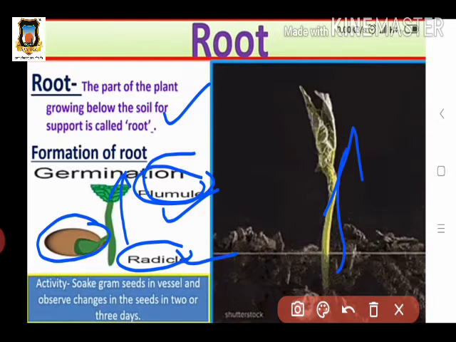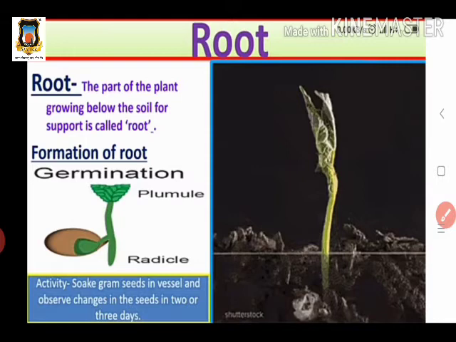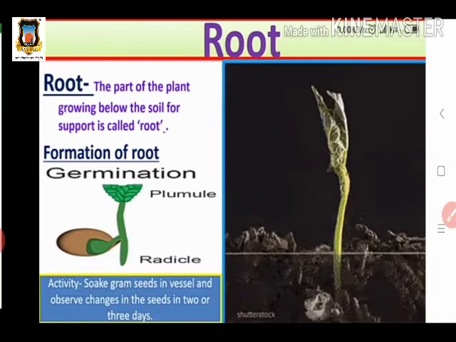So here we see how the germination of seed takes place, and after germination two parts are developed in the seeds in moist condition, that is radicle and plumule. The radicle grows inside the soil. It gives support to this seed for becoming a plant. Another part which is growing on the upper part of the soil is called plumule. So here we see what the roots are. I again explain. The part of the plant growing below the soil for the support is called root.